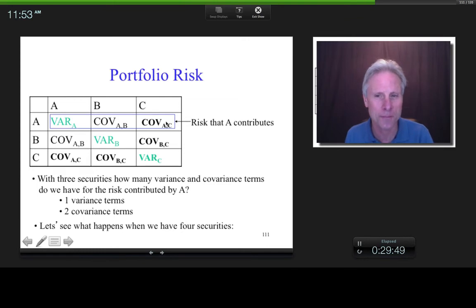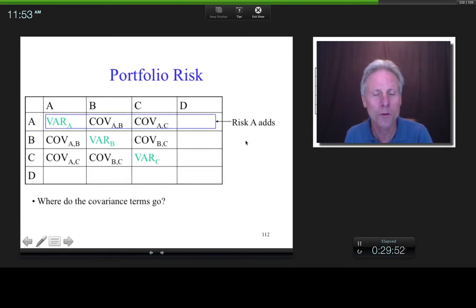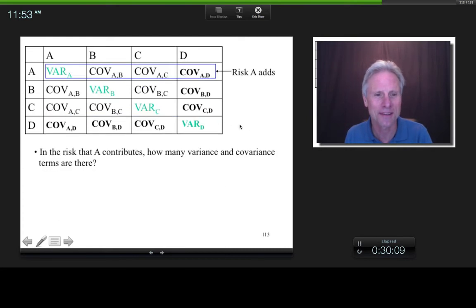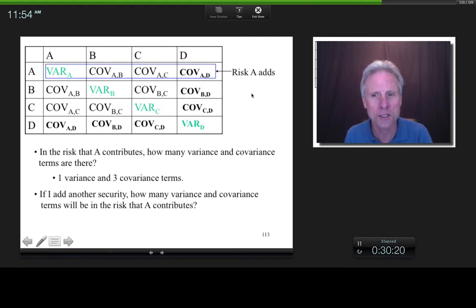Let's add another security. So again, where do all the covariance terms go? Basically everywhere except this bottom box, right? So we've got the covariance between A and D, and B and D, and C and D, and then finally the variance term goes at the bottom right there. So now we can say this is the risk that A adds. And how many covariance and variance terms? Well, one variance term and then these three covariance terms. And if I add another security, I'll have one variance term and how many covariance terms? 4, right?